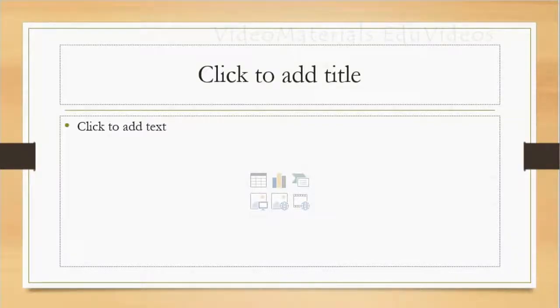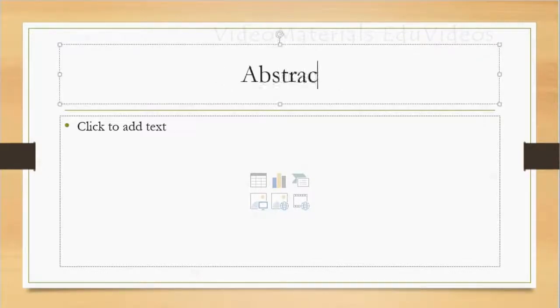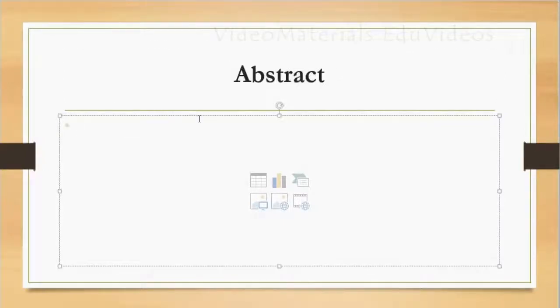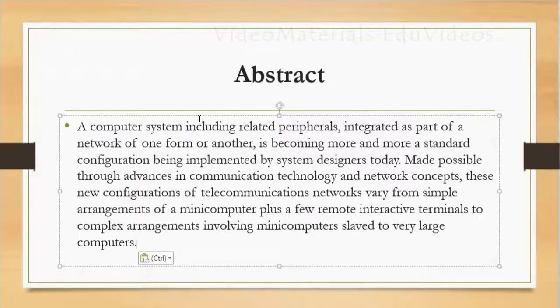So within this new slide, I want to add the title as abstract, and I want to maintain abstract with bold. And in the text part, I'm going to paste the content that I want to place in the abstract. So this is the content that I want to place in this abstract.